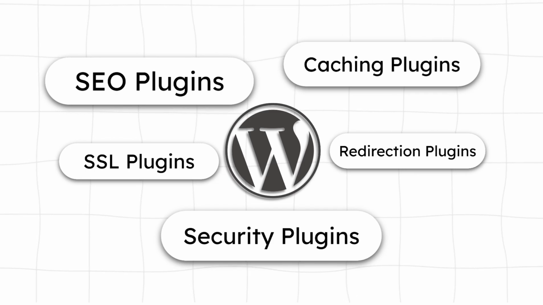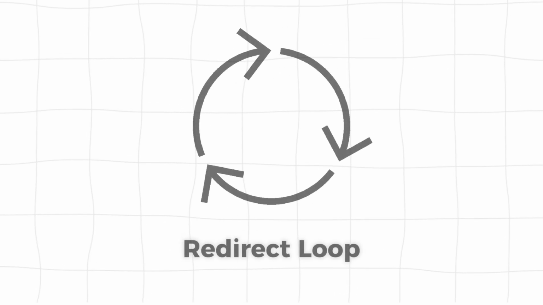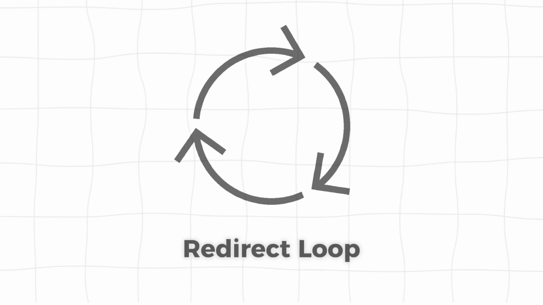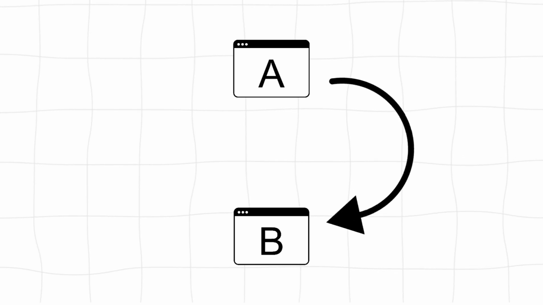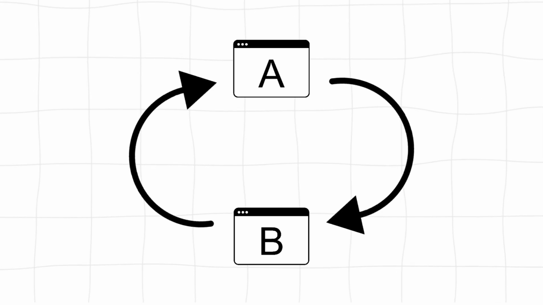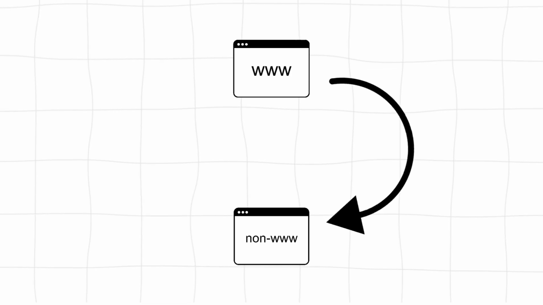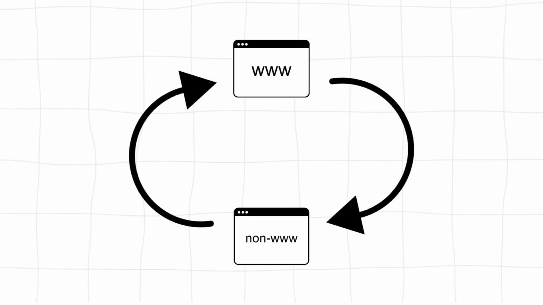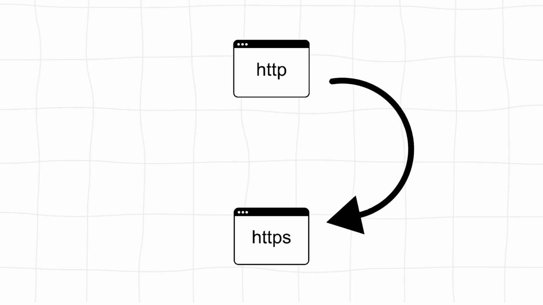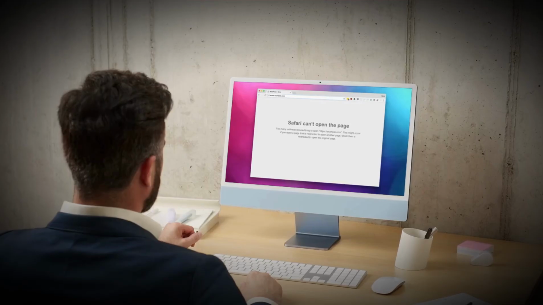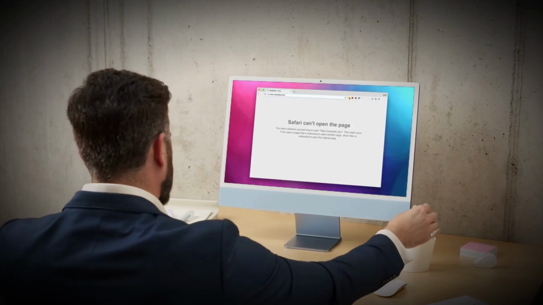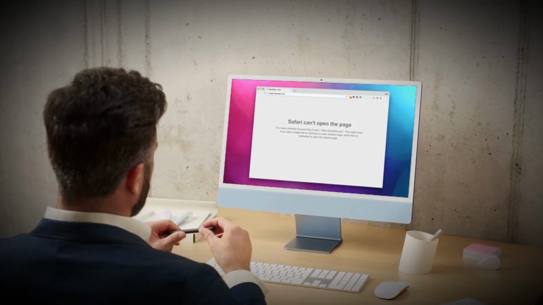Normally, these redirects help your site work better, but if something is misconfigured, you can end up in what's called a redirect loop. So, page A redirects to page B, and page B redirects right back to page A. Or you bounce between the www and non-www versions, or between HTTP and HTTPS, over and over. Your browser follows those redirects a few times, then gives up and shows the "too many redirects" error.